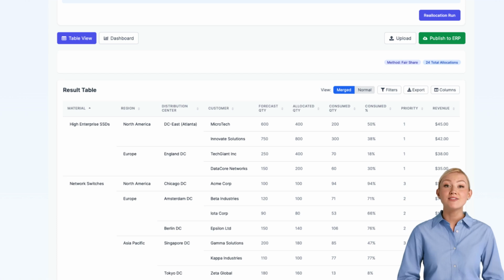The AI identifies this imbalance. High-performing customers like Microtech are under-allocated, while others have excess inventory sitting unused. This is exactly the scenario where the Allocation Maximizer adds value. Let's run a reallocation to optimize these distributions.